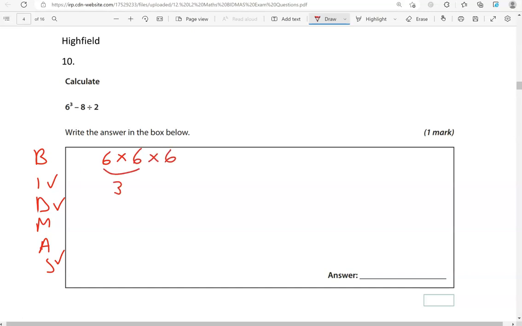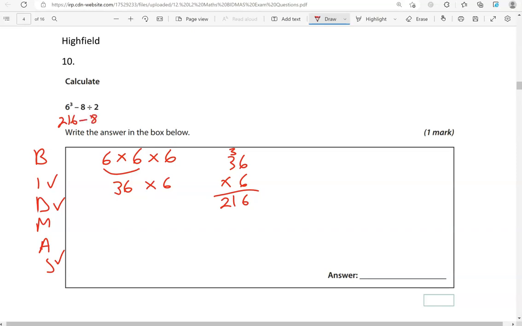6 times 6 is 36. Now we're going to multiply it by 6. 6 times 6, 36. So 6 down, 3 carried over. 6 times 3, that is 18. Add the 3, that gives us 21. So 216.